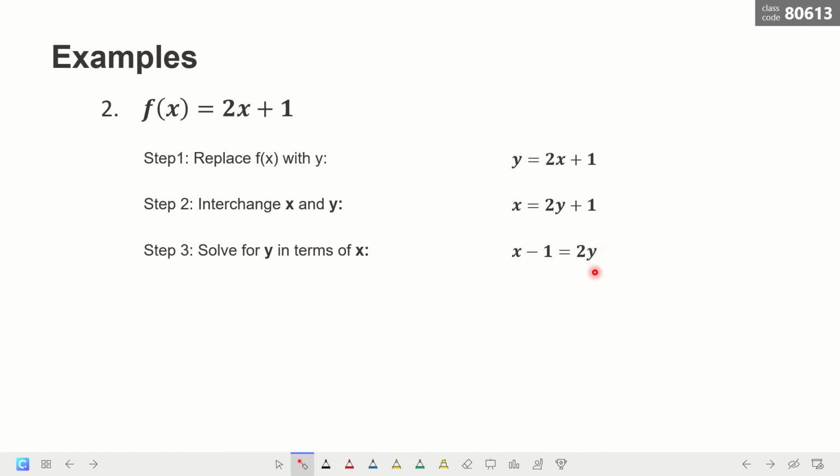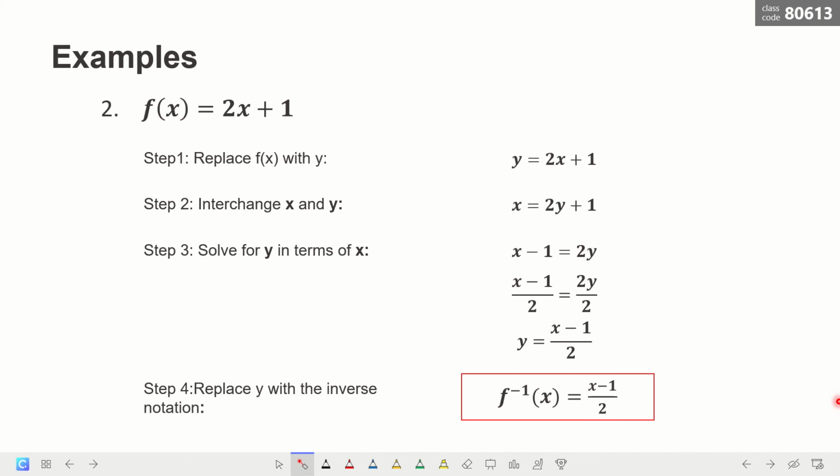Now isolate y, because we need to solve for y in terms of x. To remove the 2, which is multiplication, the inverse of multiplication is division. So divide both sides by 2, and y is equal to x minus 1 divided by 2. Replace y with the inverse notation. This will be our final answer: the inverse of 2x plus 1.